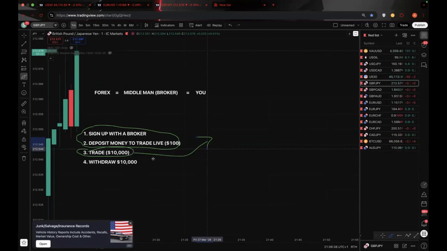And then when you want to withdraw, you can withdraw your profits. You can withdraw your capital if you want. It's your money.